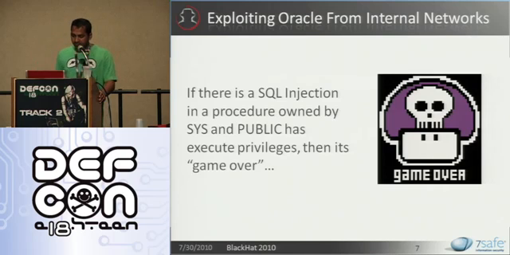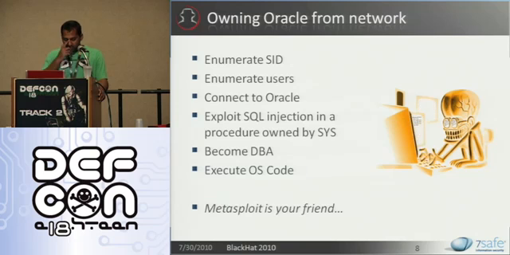So this is something which we all know about. How do we hack Oracle from internal networks? In a nutshell, if there is a SQL injection in a procedure owned by sys and public has execute privileges, then whatever you inject gets executed as sys. So you can elevate your privileges, become sys, and once you have sys permissions, then you can execute OS code. So in a few steps, that's how you go about hacking Oracle database from the internal network.